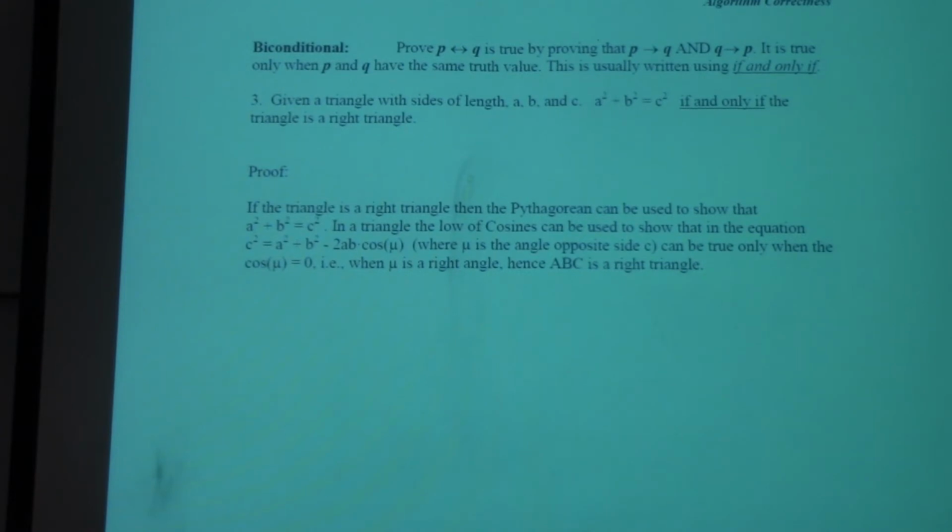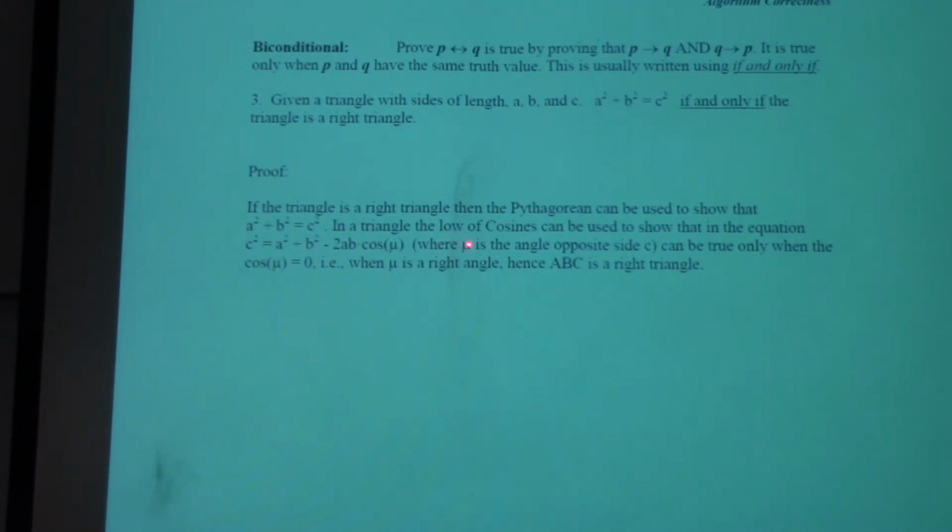Okay, so if the triangle is a right triangle, we can use the Pythagorean theorem to show that A squared plus B squared equals C squared. That's a proof. You know why? Because Pythagoras already did it for us. Thank you. Okay, done. Now, in the triangle, the law of cosines can be used to show that C squared always equals A squared plus B squared minus 2AB times the cosine of some angle facing C. Right?